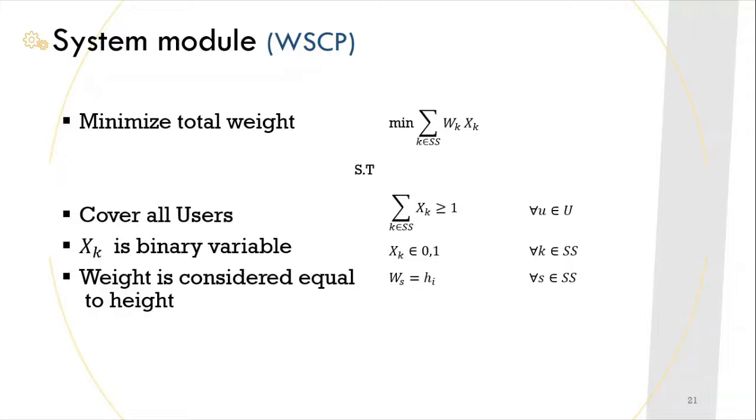After creating subsets, we use the WSCP model to find the optimal placement. Wk shows the weight of each subset and is equal to height to minimize transmission power. In this problem, we are trying to minimize the summation of the product of Wk and Xk. Xk is the binary decision variable which shows whether subset k is selected or not. The second condition shows every user must be served by at least 1 FPS.